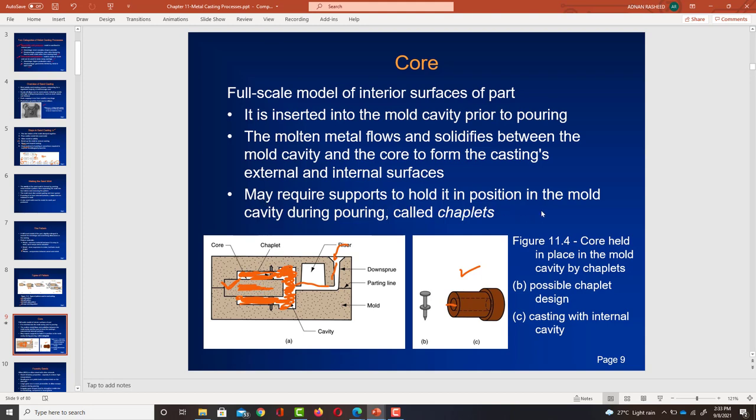A core may require support to hold its position in the mold cavity during pouring, called chaplet. Now if you see this figure, there are supports given to this core, and if we do not give these supports, then when molten metal comes from this place and first fills the lower portion, there will be a buoyancy force acting by the fluid on this core, and it will displace the core upward, and you will get a part that is not of precise or accurate dimension. So the core must be in static condition due to these supports, so that it cannot move and we can get our desired shape. So chaplets are the supports that are used to hold the cores.